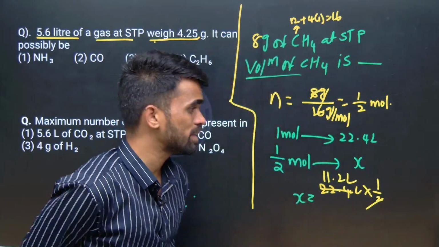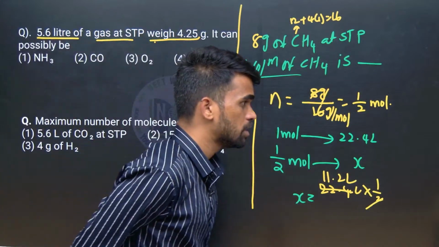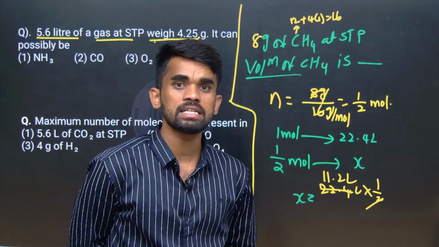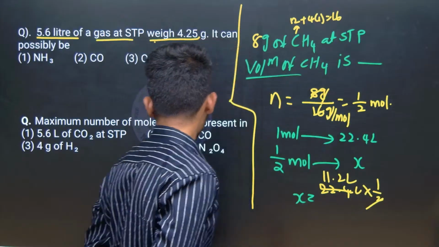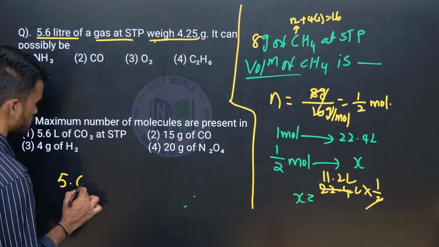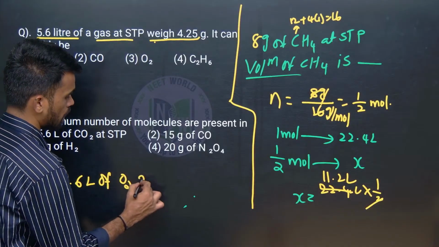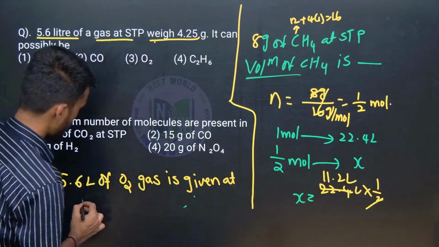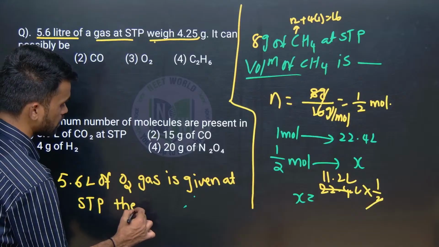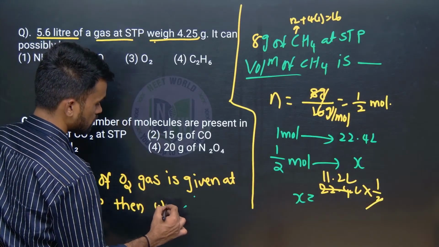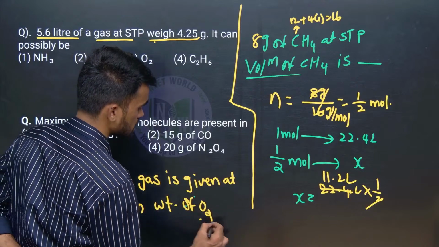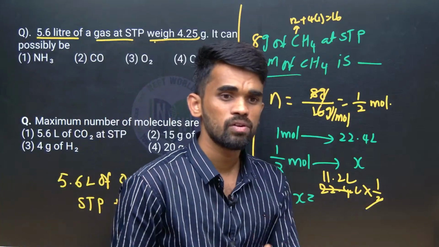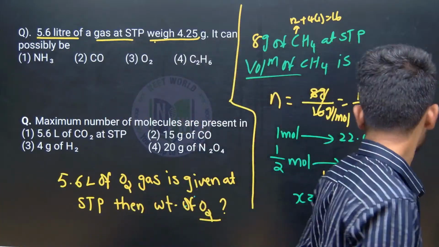Now write one question. Dear online students, you can also take the question and try to solve it, and write in the comment box if you know the answer. 5.6 liters of O2 gas is given at STP. Then what is the weight of the O2? 5.6 liters of O2 is given, what is its weight? I am asking, tell me. This is at STP.